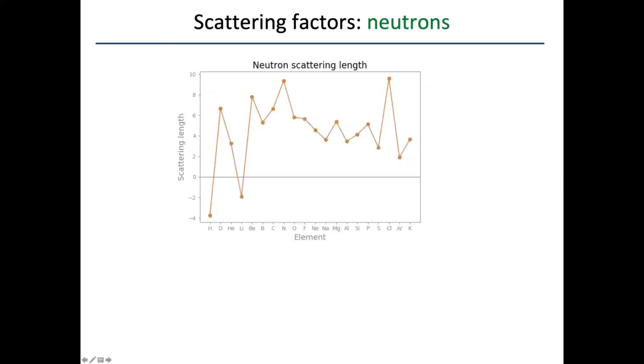And so let's again look at more elements. So here's the scattering length as a function of element. And we can see that there's an almost random distribution of the scattering length.